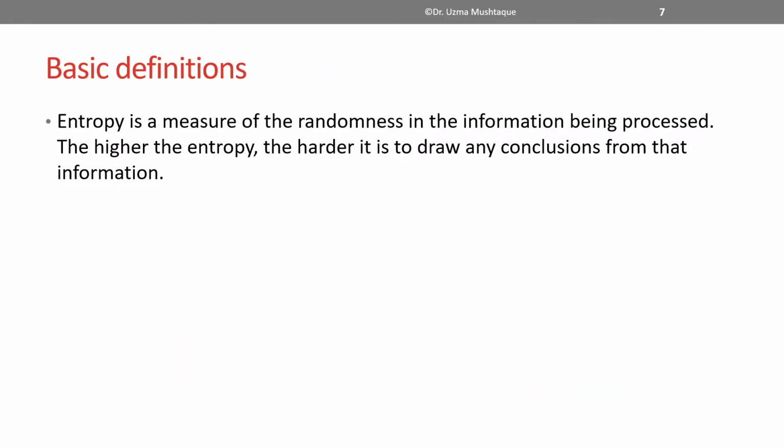Some basic definitions. What's really happening when we are creating these regions is that we are trying to reduce the randomness of every region. That randomness is often termed entropy. Entropy is a measure of the randomness in the information being processed, which is my data, right? The higher the entropy, the harder it is to draw any conclusions from that information. Just think about this definition right now as a measure of how random your data is, and how you would segregate it so that you can reduce this randomness.